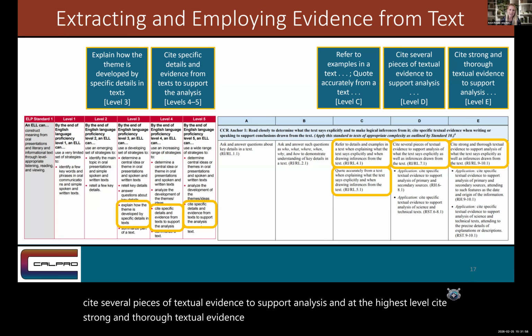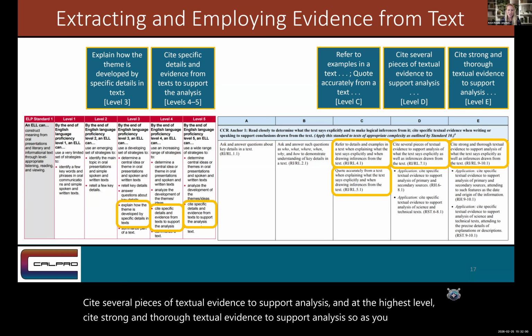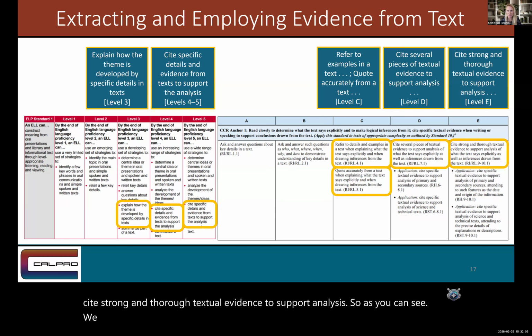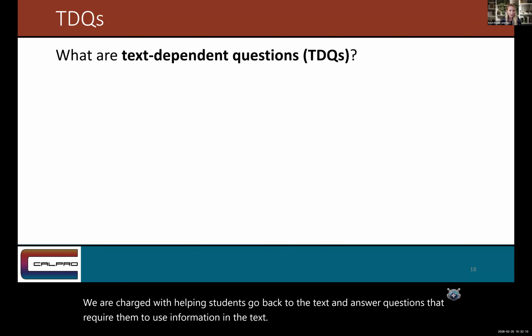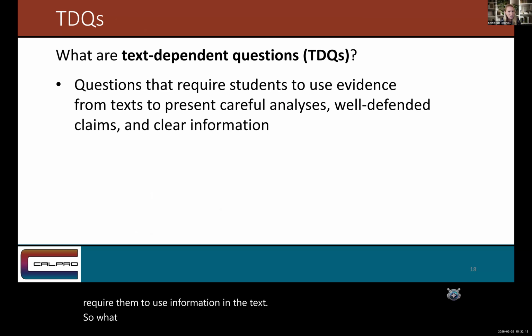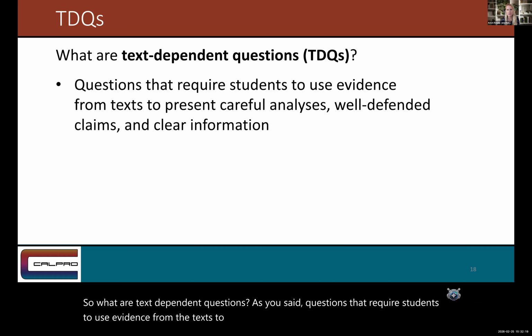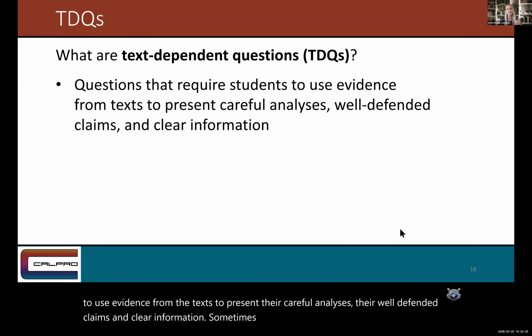So as you can see, we are charged with helping students go back to the text and answer questions that require them to use information in the text. So what are text-dependent questions? As you said, questions that require students to use evidence from the text to present their careful analyses, their well-defended claims, and clear information. Sometimes it's verbatim, sometimes it's paraphrased, sometimes it's summarized, right?